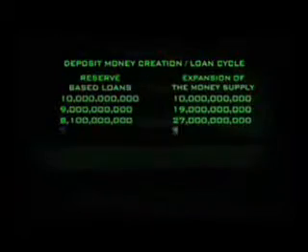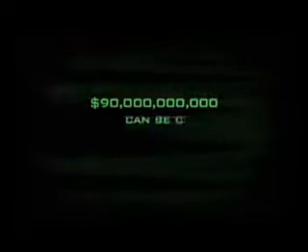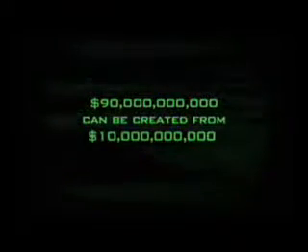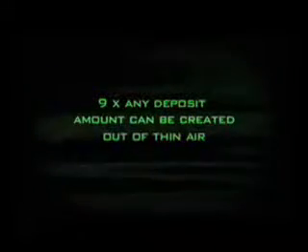This deposit, money creation, loan cycle can technically go on to infinity. The average mathematical result is that about $90 billion can be created on top of the original $10 billion. In other words, for every deposit that ever occurs in the banking system, about 9 times that amount can be created out of thin air.